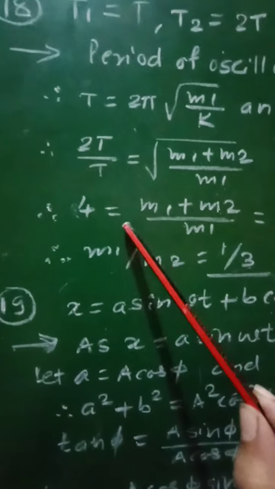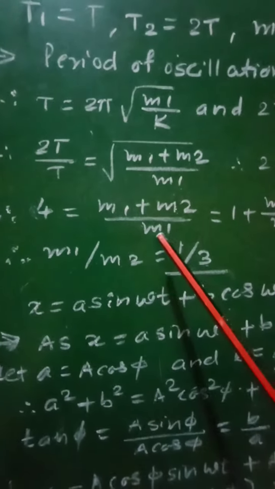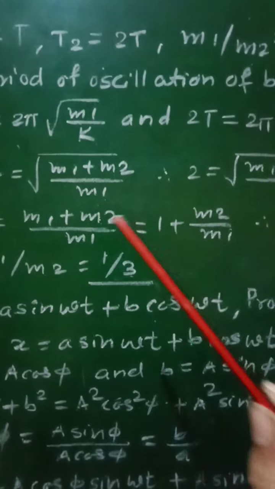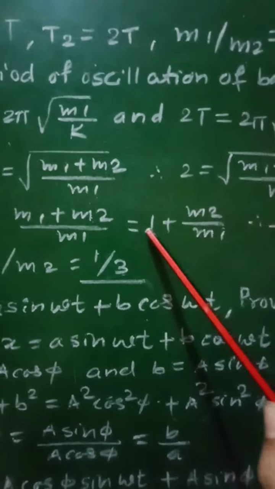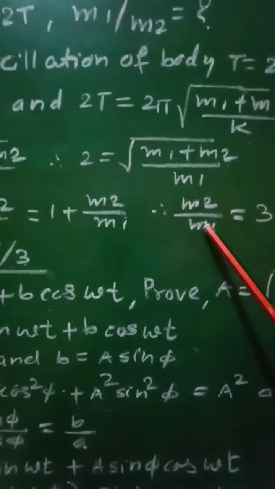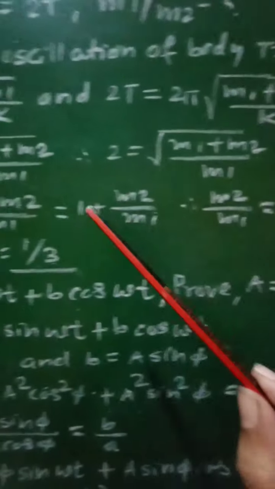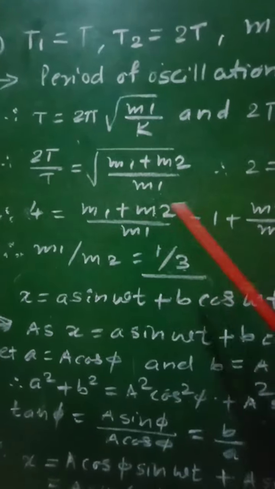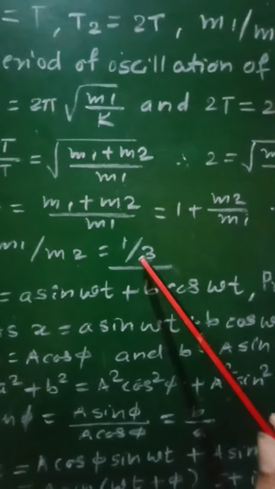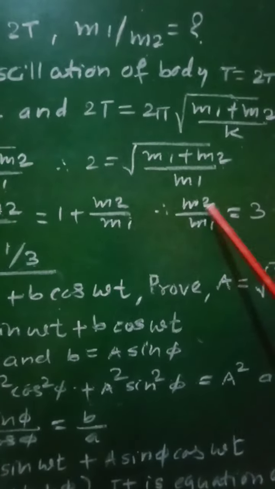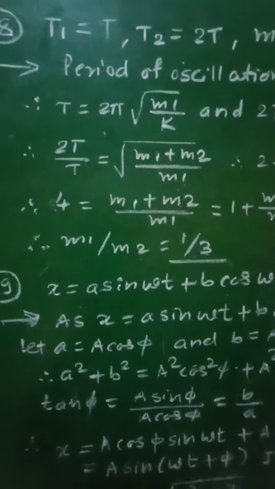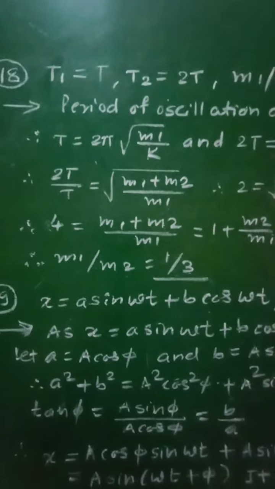Then squaring, we will get 4 equal to m1 plus m2 upon m1. Then separating the denominator we will get m1 by m1 plus m2 by m1, that is 1 plus m2 by m1, and therefore m2 by m1 will be equal to 3, that is 4 minus 1, and therefore m1 by m2 will be equal to 1 by 3. As m2 by m1 equal to 3, therefore m1 by m2 equal to 1 by 3, which is the required answer.